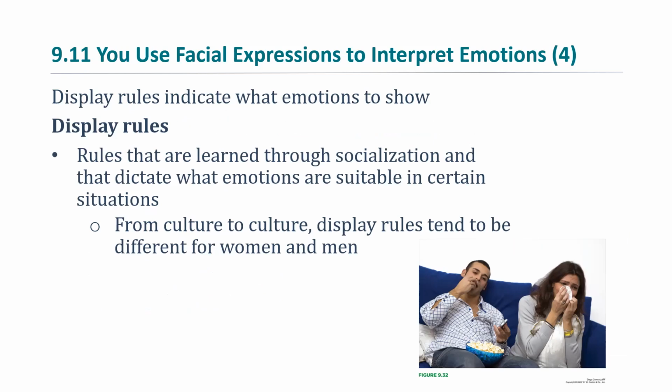Okay, let me go on. Just the last slide here of module 3, and this is about display rules. Display rules indicate what emotions to show. Display rules are rules that are learned through socialization and that dictate what emotions are suitable in certain situations. Now, display rules are going to change from one society to another.